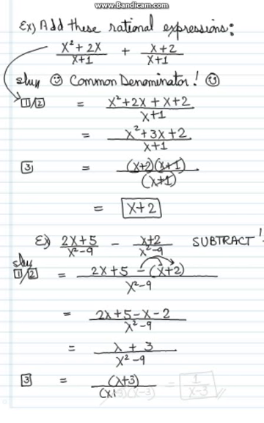It's x plus 3 times x minus 3, and we get a cancellation of the common factor of x plus 3 on the top and bottom. And of course, when you cancel, it always leaves 1's behind, so the top has 1 and the bottom has x minus 3, and we're finished.